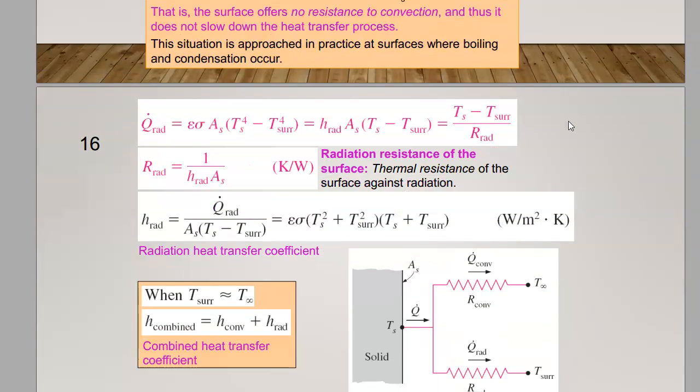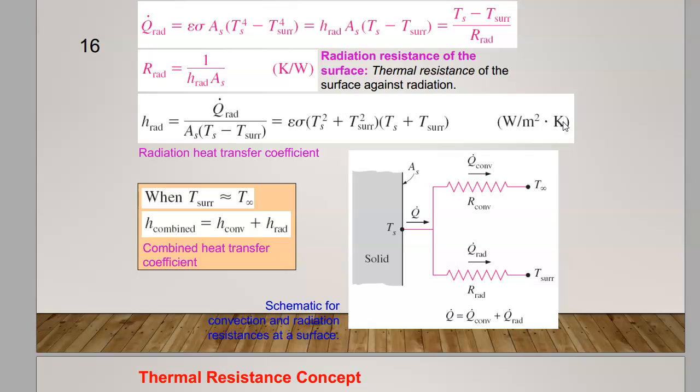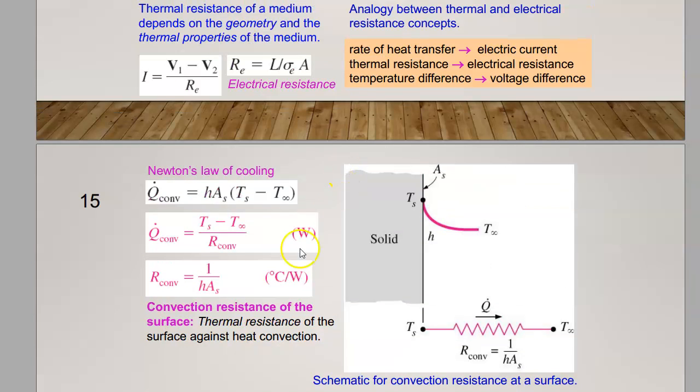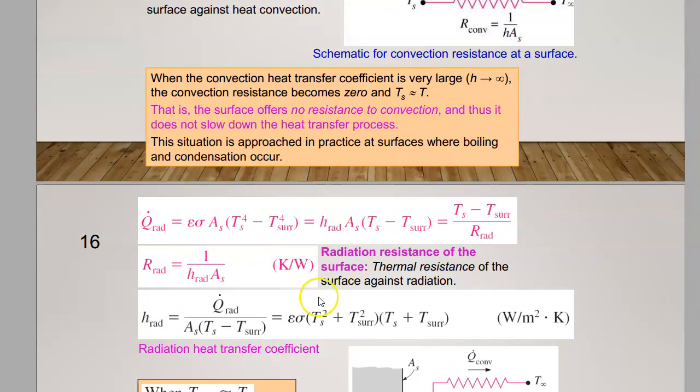The next one is Q radiation. This is the formula for it. We have Q radiation equal to epsilon sigma As (Ts to the power of 4 minus T surrounding to the power of 4), which is also equal to h radiation As (Ts minus T surrounding), equal to (Ts minus T surrounding) over R radiation, where R radiation is equal to 1 over h radiation As. So this is the unit for R actually. Before this we don't have it: degrees C over W or K over W.